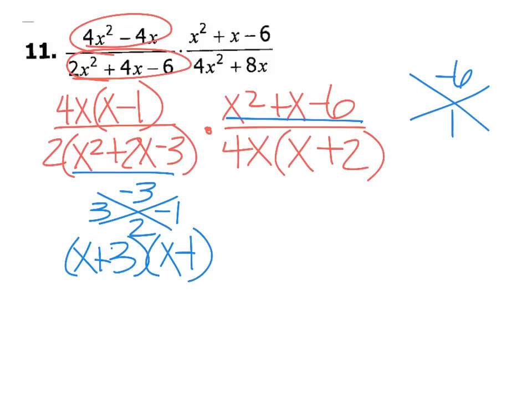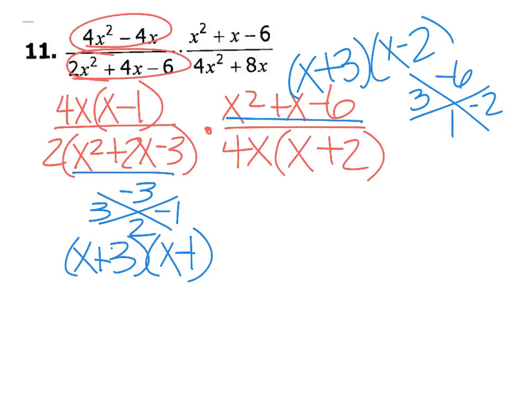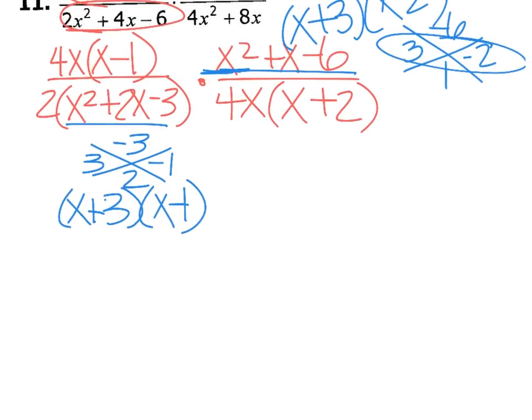Over here, now we're going to this trinomial. Over here we get 3 and negative 2. So our factors here are going to be x plus 3, x minus 2. All right, remember there's nothing in front of this x squared, so that's why we just take these two numbers, write them with our x. All right, now if we want to rewrite this, so it looks a little more neat, all nice and simplified.